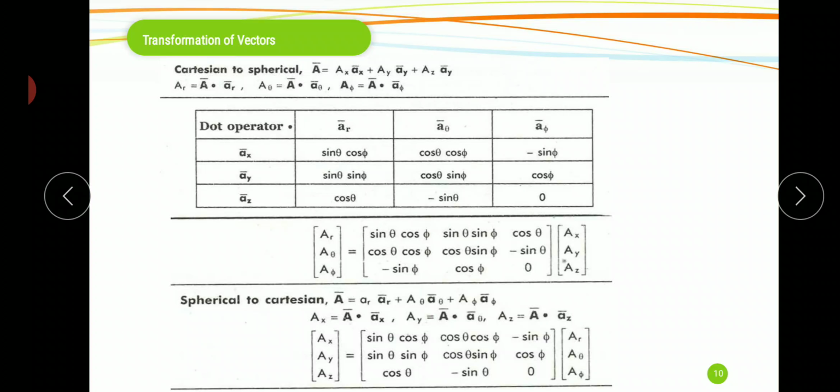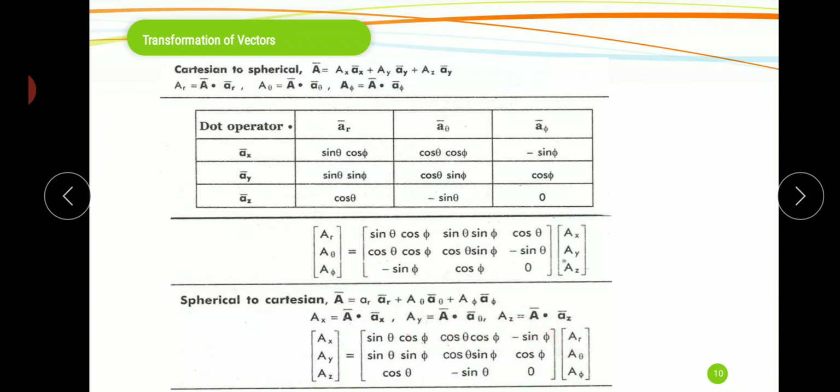So these values are used to solve problems in electrostatics. So these are the transformation of Cartesian to spherical system. By substituting the values, here there is a dot product. By using this table we can solve these equations. Finally we get the values of Cartesian to spherical system.